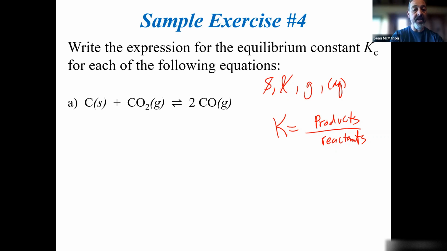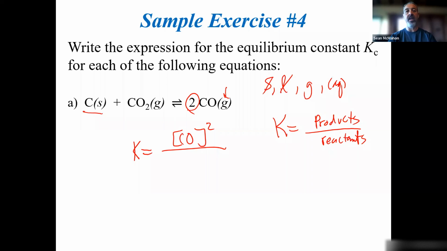So my K for this reaction would be, let's see, carbon monoxide, it's a gas. I'm going to include it. The coefficient is 2, so my exponent is 2. On the reactant side, carbon, it's a solid. Its concentration, it doesn't matter, forward, reverse, it's pretty much constant because there's so much of it. I will not include this in the equilibrium expression, but I will include the CO2 because it's a gas. And there's my K.